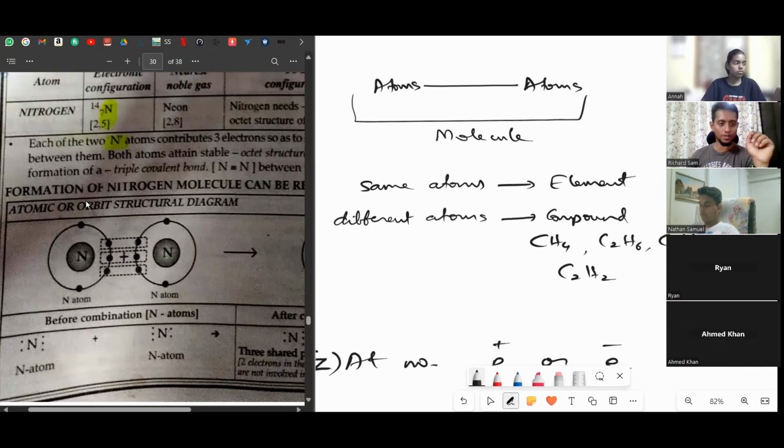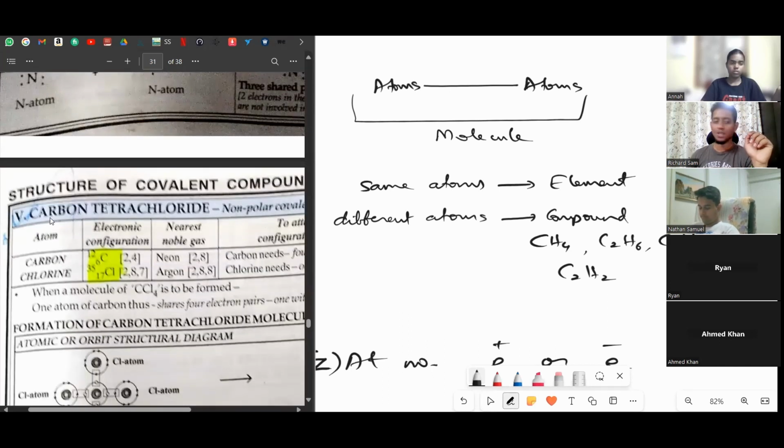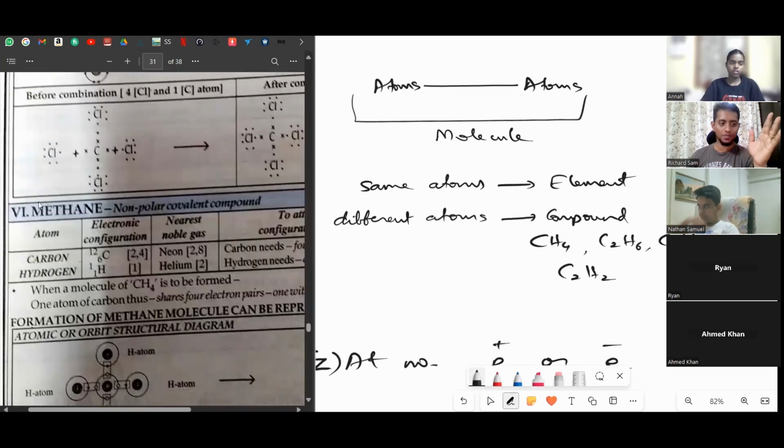So what are the 4 compounds? Carbon tetrachloride, carbon C and Cl4. Okay, see, carbon is a non-metal, chlorine is also a non-metal. We'll see the structure. Next, methane. Do you know the formula for methane? Anyone?